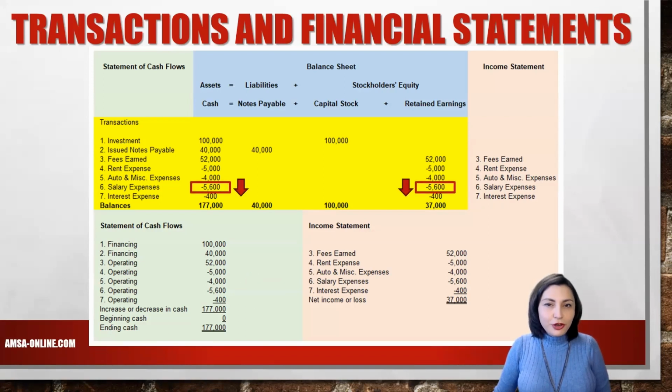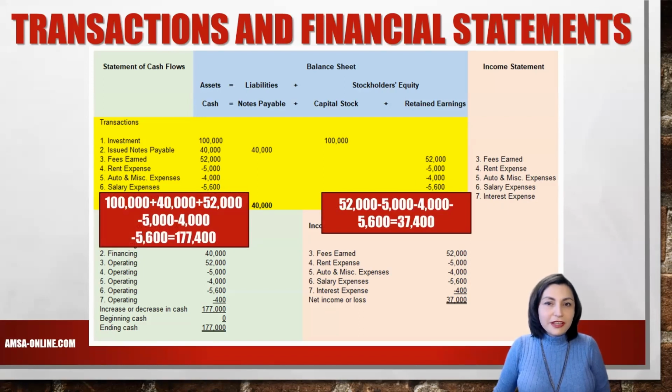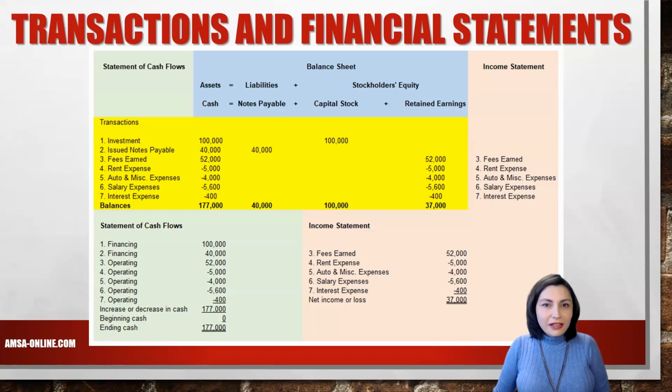Under the balance sheet column, cash and retained earnings will decrease by $5,600. This reduces the balance in cash to $177,400 and in retained earnings to $37,400. The balances of notes payable and capital stock remain the same. Under the income statement column, the salaries expense transaction is reported as a decrease of $5,600. In the next transaction, the company paid an interest expense of $400 on the note payable.